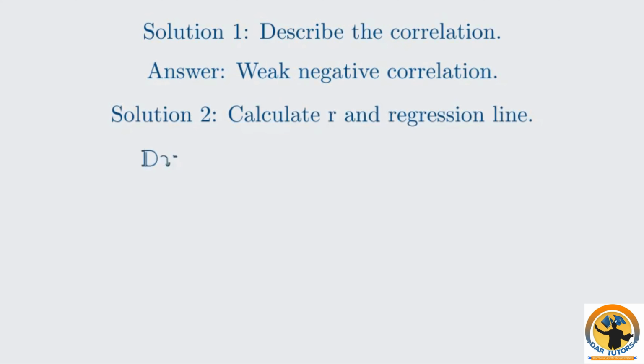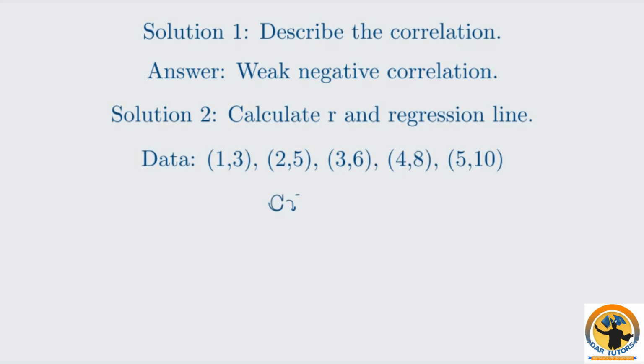For question 1, the scatter diagram shows points that are quite spread out but still follow a general downward trend. Therefore, we can describe this as a weak negative correlation. For question 2, we enter the data into our calculator. The linear regression function gives us R is approximately 0.96, which is a very strong positive correlation. The equation of the regression line is y hat equals 1.5x plus 2.